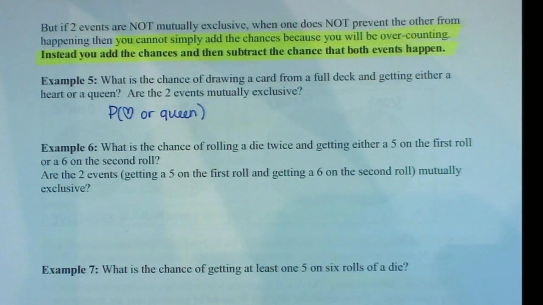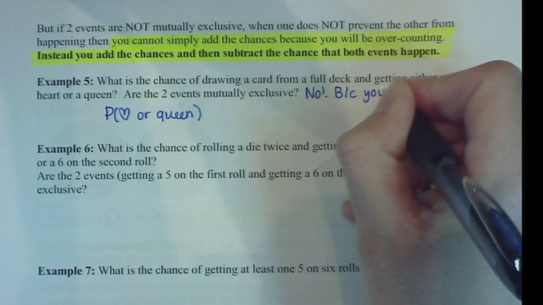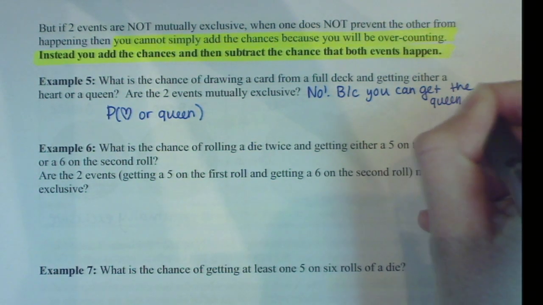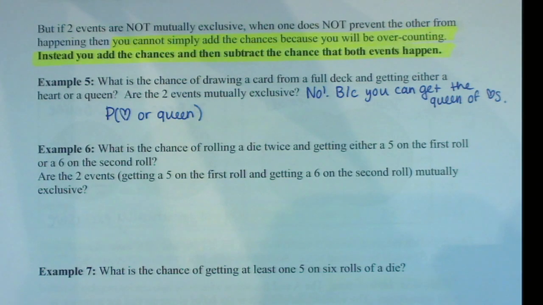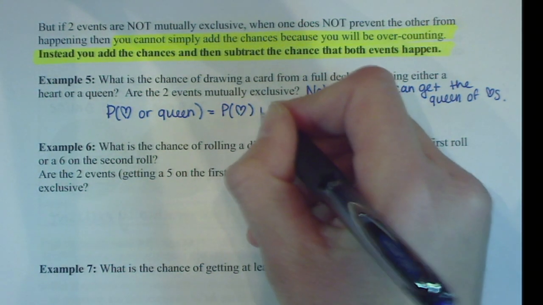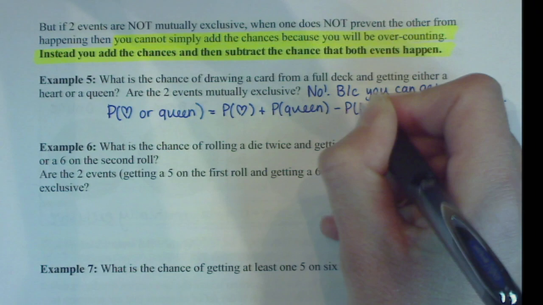Are the 2 events mutually exclusive? So we need to ask ourselves, if you draw one card, can you get a card that is both a heart and a queen? Yeah, the Queen of Hearts. We can get the Queen of Hearts. So no, because you can get the Queen of Hearts. So we don't want to forget about the Queen of Hearts. So I'm going to go ahead and say this is just the probability of getting a heart plus, or means to add, the probability of getting a queen, and then minus the probability of both.